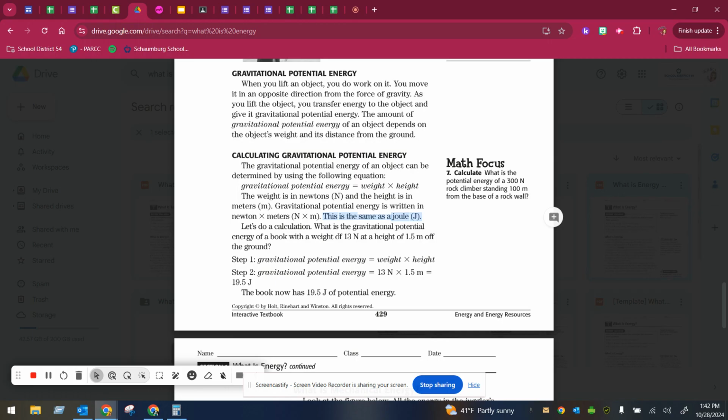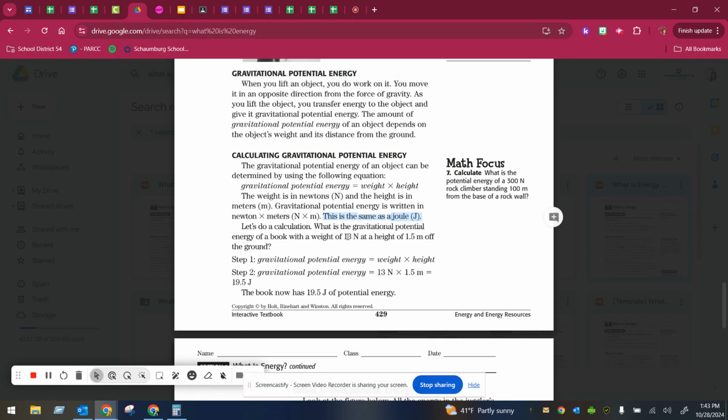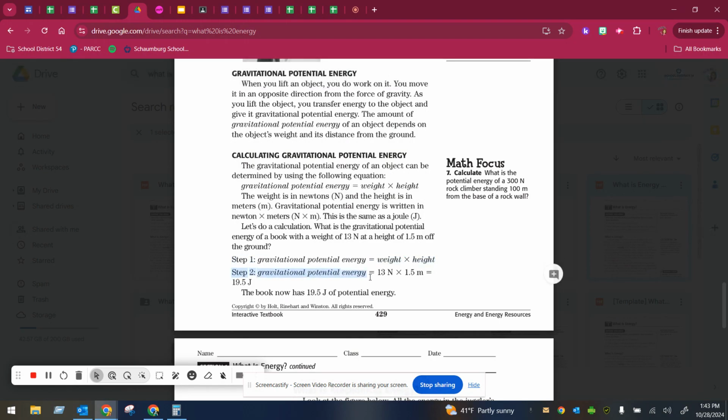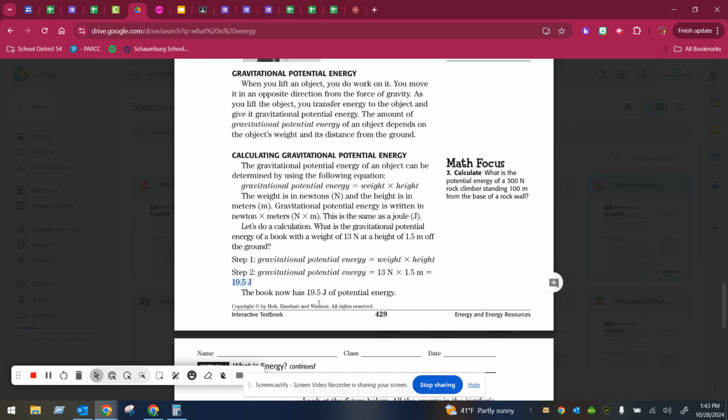So again, let's do a calculation. What is the gravitational potential energy of a book with a weight of 13 newtons and a height that is 1.5 meters off the ground? Step 1, write the equation. Gravitational potential energy is equal to weight times height. Step 2, plug in your numbers. So your gravitational potential energy, you're just going to do 13 times 1.5, and that gives us an answer of 19.5 joules. So the book now has 19.5 joules of potential energy.